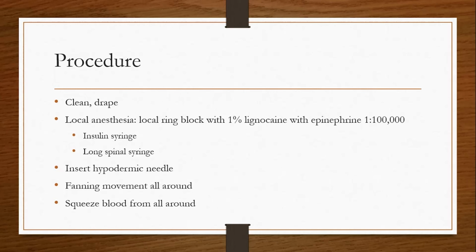Once the needle is removed, we should squeeze the blood from all around, because if we leave it just like that, there can be quite a lot of hematoma formation, leading to a bluish discoloration. There will also be chances of secondary infection because of excess hematoma formation. So we should squeeze the blood from all around the area which has undergone subcision. This is a very important point. Next slide, please.